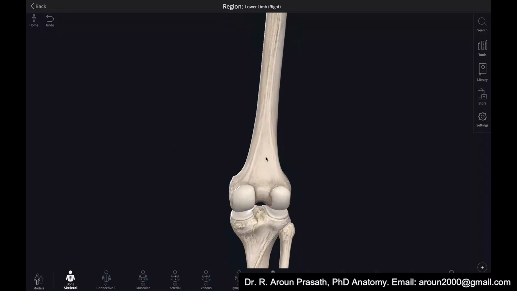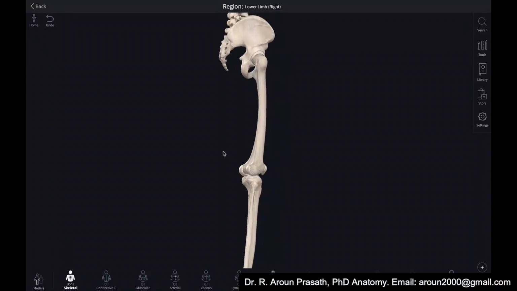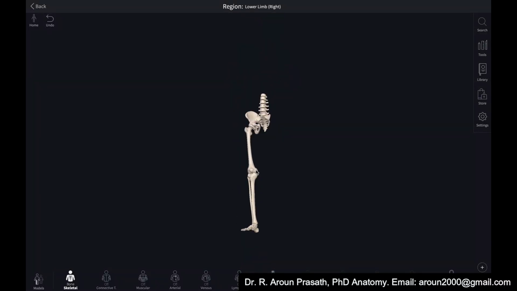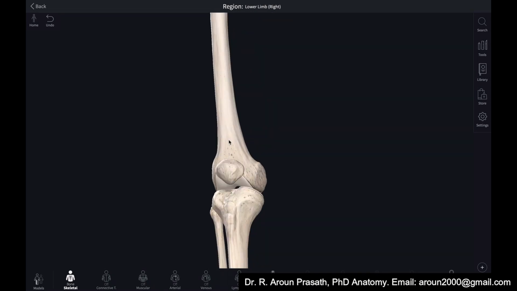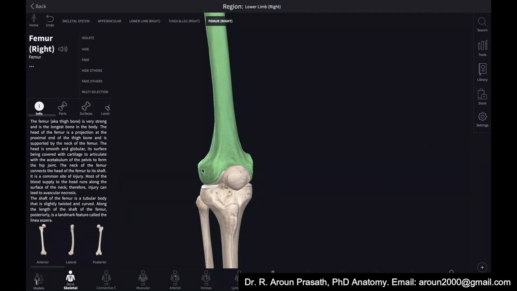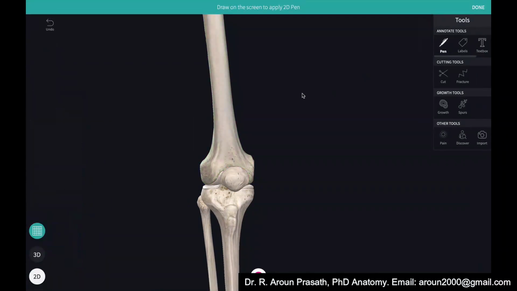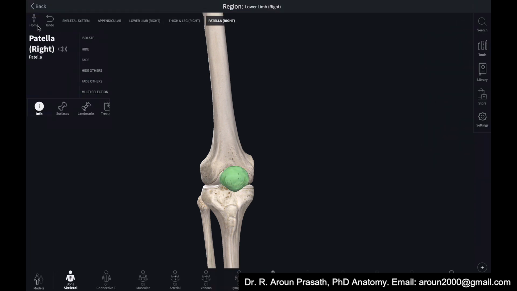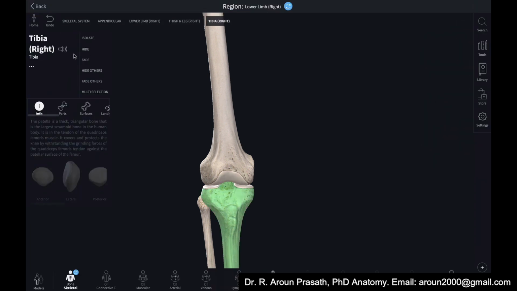Now let me put back the bone in anatomical position. What you see here is the medial condyle. This prominence is called the lateral condyle. This is the lateral condyle, and this is the medial condyle. This prominence of the femur. Let me remove the other bones so that it will be clearly visible for you.